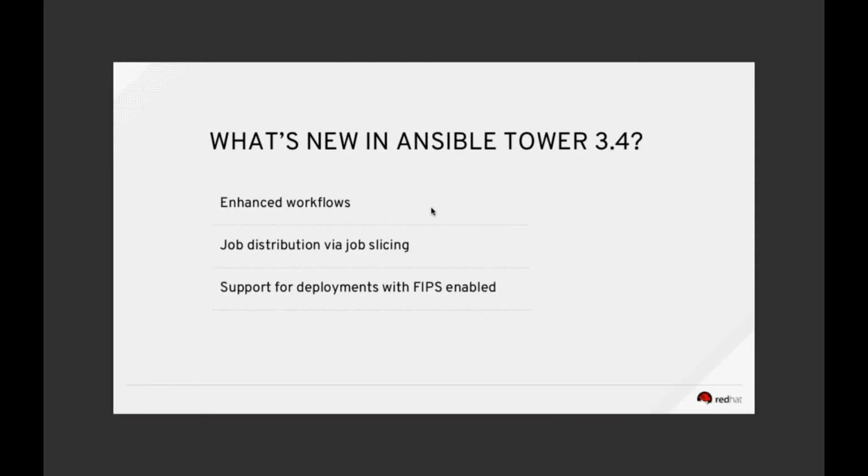So we enhanced Ansible Tower 3.4 in a few specific ways. I'll go through them here, and then we'll go through some demos about how you can use these in your environment to help you automate better. Three main ways we enhanced it. We did a lot of enhancements on workflows in Ansible Tower, allowing you to better model the automation processes you have and to reuse your automation in more flexible ways. We added job distribution via job slicing to allow you to scale jobs across your Ansible Tower cluster and run them in a more reliable fashion, and support for deployments with FIPS mode enabled to allow for deploying in secure or regulated environments.